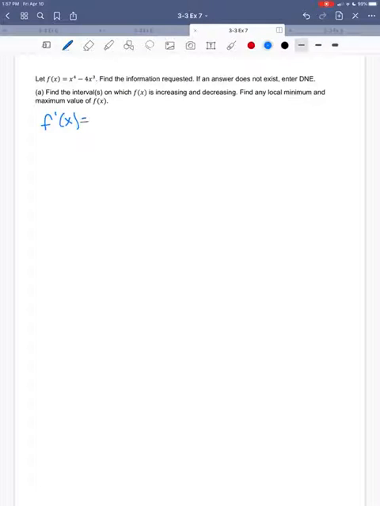This is just a polynomial, so I'm going to use the power rule. We bring down the 4, subtract 1. Bring down the 3. 3 times 4 is 12. Subtract 1. So we get that there. I'm going to be looking for where this derivative is positive and negative and equal to 0. So I'm going to have to factor. So I can take out a 4 and an x squared, and if I do, I'm left with x minus 3.